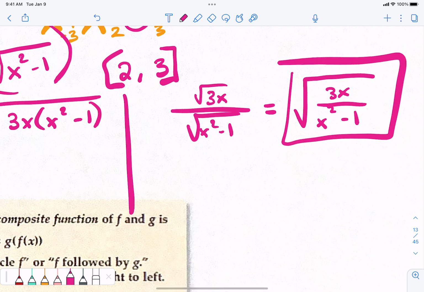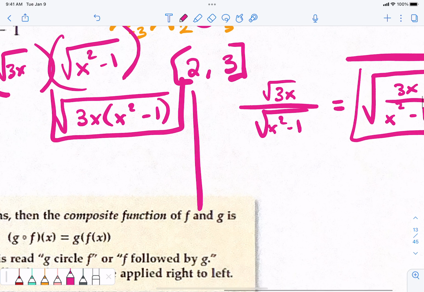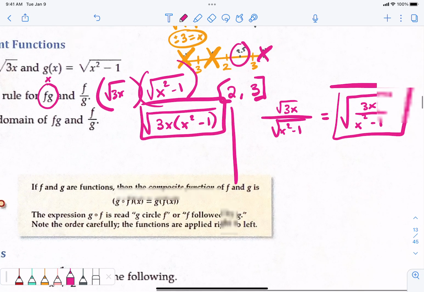Well, this is F divided by G. Do you want us to do that? Does that really matter? I'm not going to count it wrong if you don't. No, that's fine. I already did it.